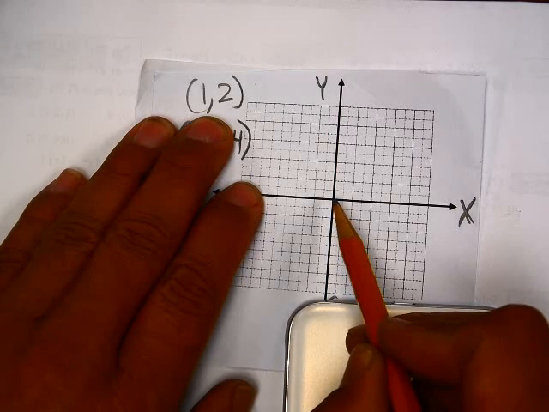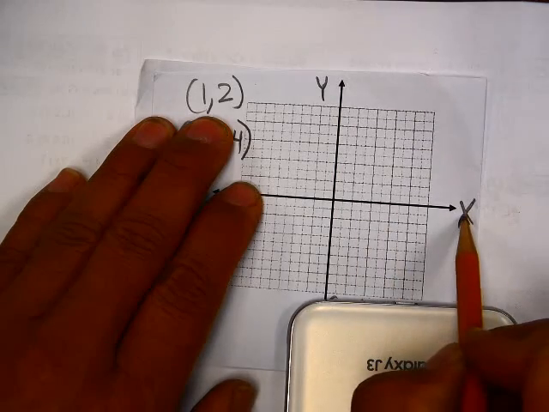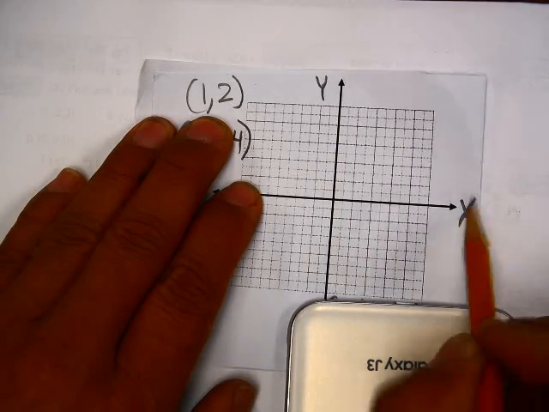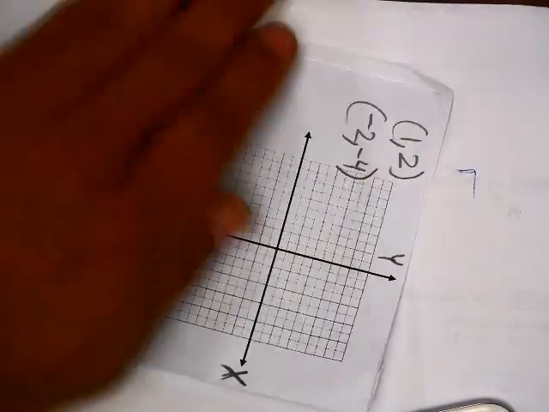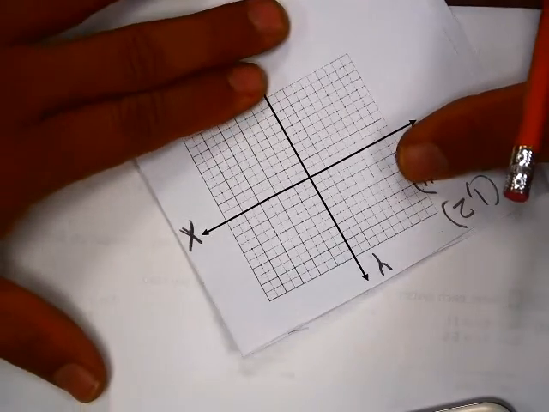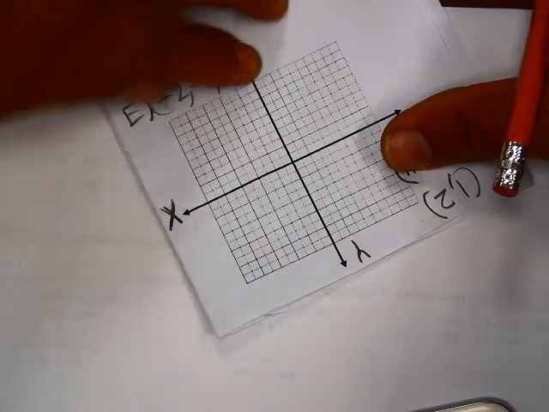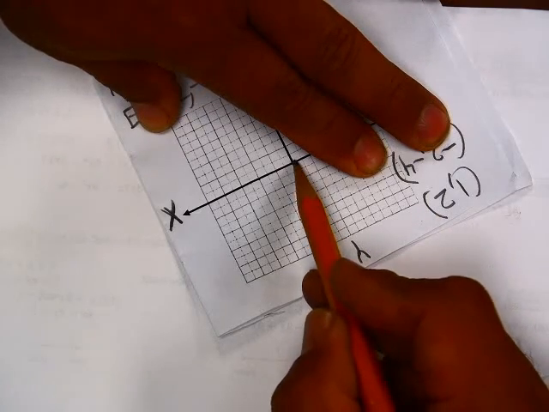You go which way, right or left first? To the right. That's the positive x, correct? This is the positive x. So what if I took this thing and I turned this graph like this? I still want to graph, actually I'm going to turn it like this, 1, 2. I still want to graph 1, 2.